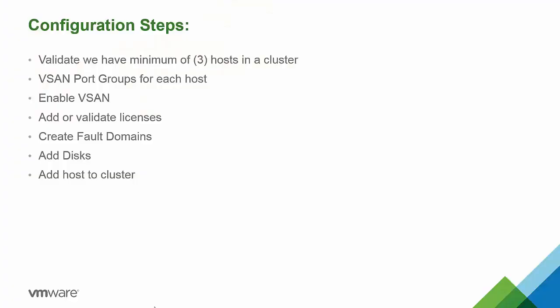Now just to go over the quick configuration steps, we're going to validate that we have a minimum of 3 hosts in a vSAN cluster, because that is the requirement, a minimum of 3. We're going to make sure that each one of these hosts has a vSAN port group created. Then we're going to enable vSAN, add or validate that we've already added a vSAN license, create fault domains, add disks, and then add a host to the cluster. So those are the things that we're going to be going through within the demonstration here. So let's go ahead and get started, and let's start off with looking at the vSphere web client.